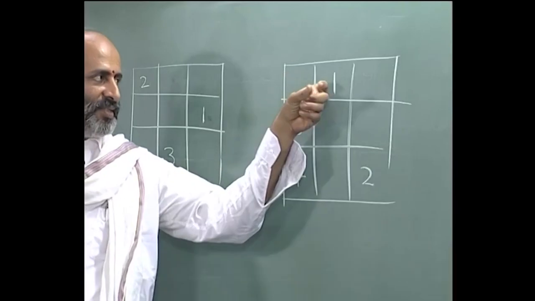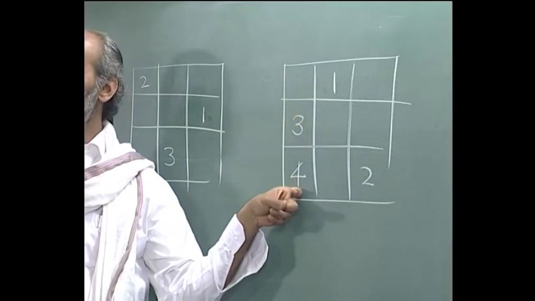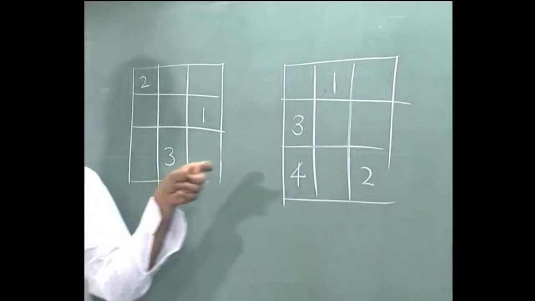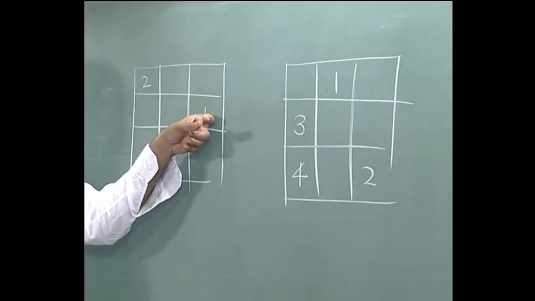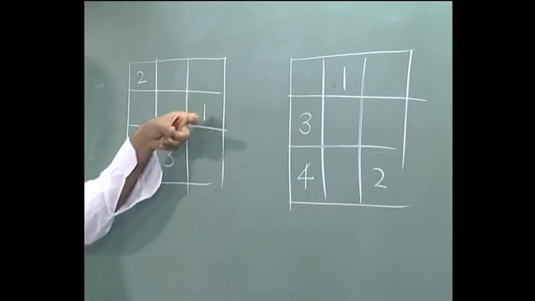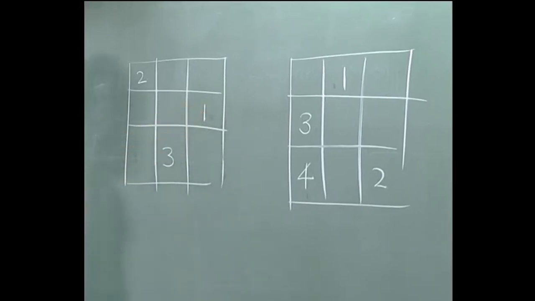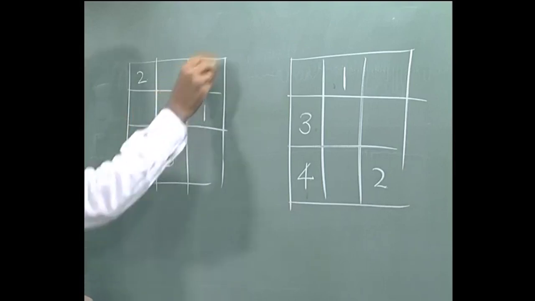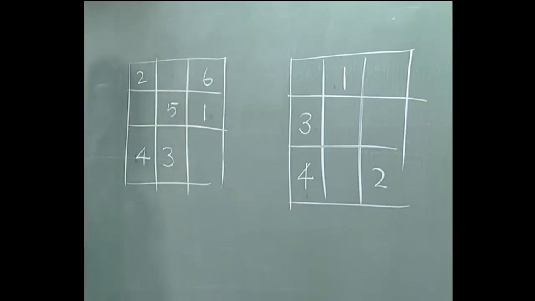So I started in this direction and therefore I had to move in the opposite direction, Pratyasha. So here I started in this direction and therefore, when I hit here, I have to place it here, you understand. So then 4, 5, 6. So you go here, 7 here.